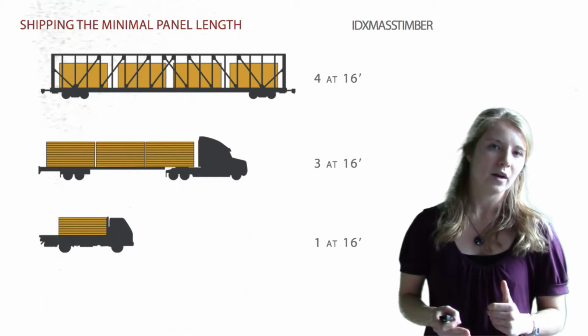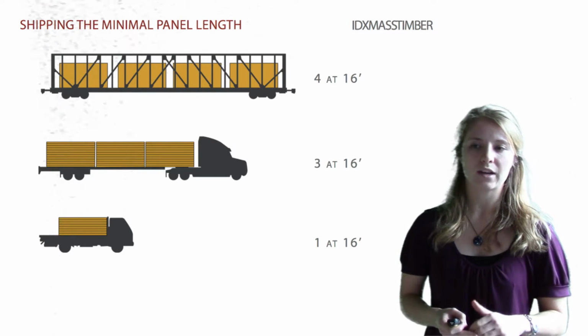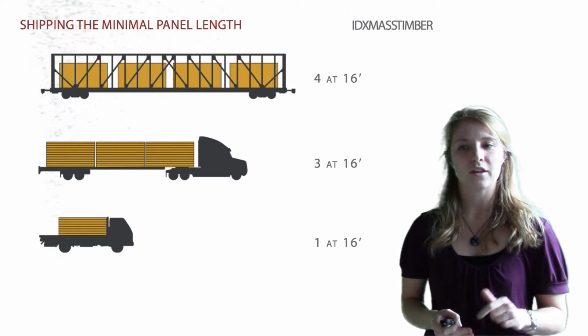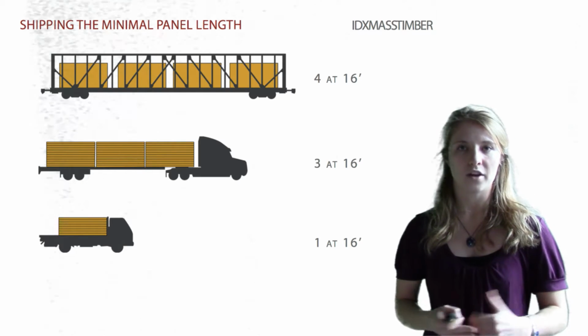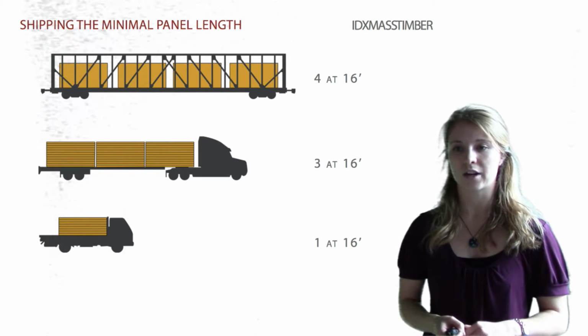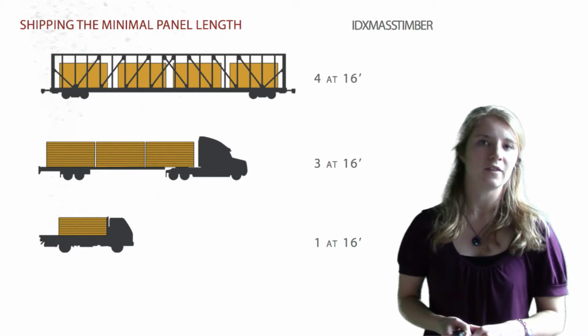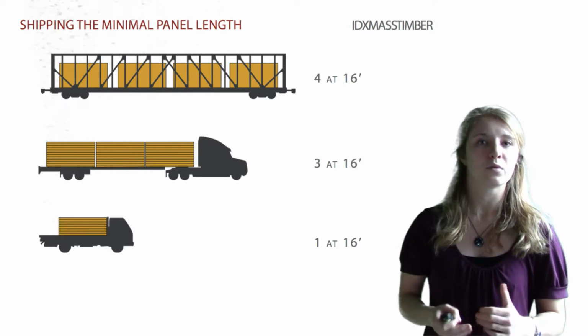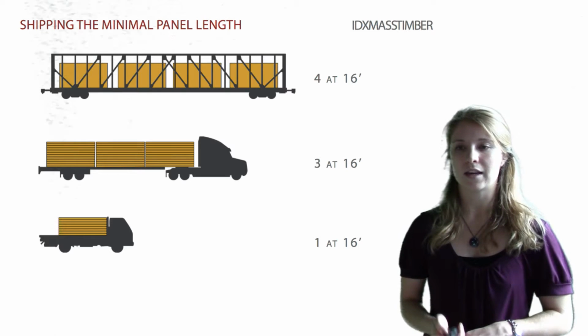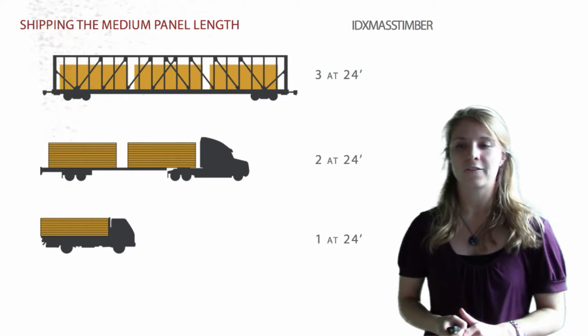Here we have the minimum panel length, so that's that 16-foot length, and we can fit 4 of those on the rail, 3 of those on the 5-axle truck, and again 1 on that 24-foot 3-axle truck. The rail now is using 64 feet of the available 73 feet, so we're getting a little more efficient, but not quite there.